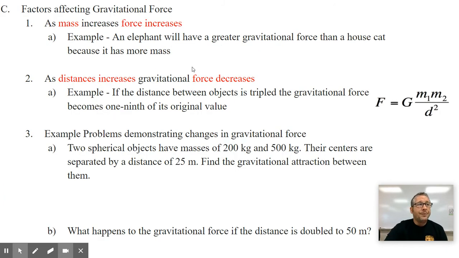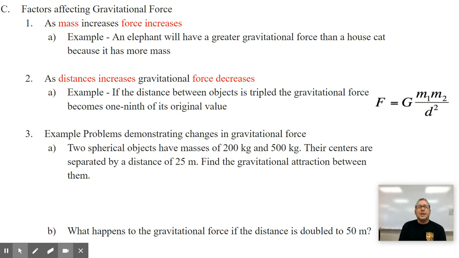Okay? Now, as mass increases, again, we're still talking about gravitational force. As mass increases, the force will increase. If we have an elephant and a house cat, okay, an elephant will have a greater gravitational force than a house cat because it simply has more mass. So it's going to essentially go back to the whole idea, it's going to weigh more, okay? As distance increases, gravitational force decreases. Again, this is probably the third time so far in a matter of minutes that you've heard that statement. So these are all very important.